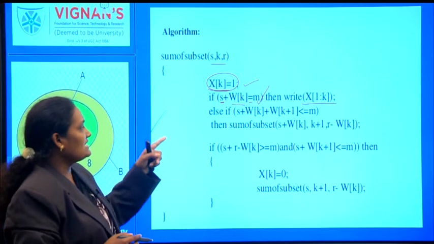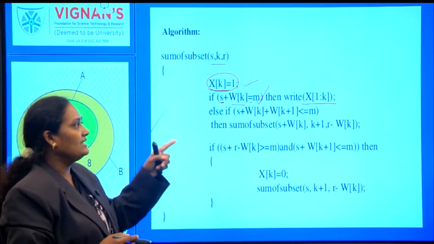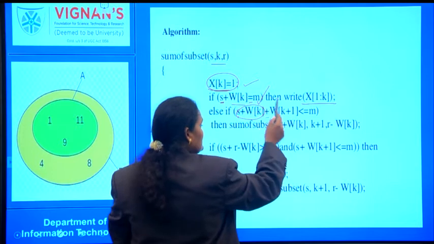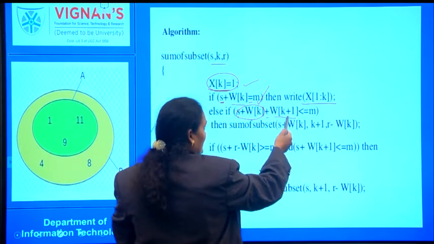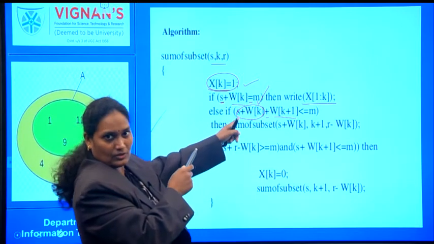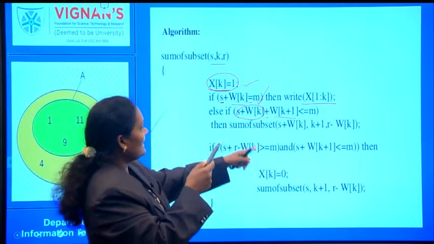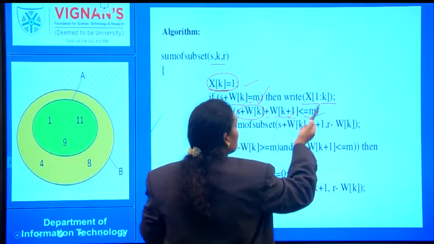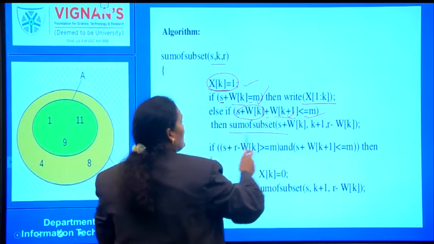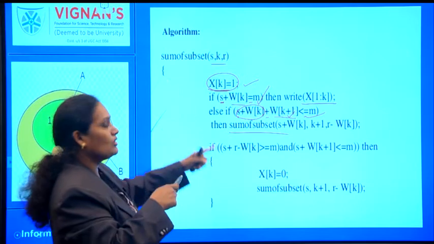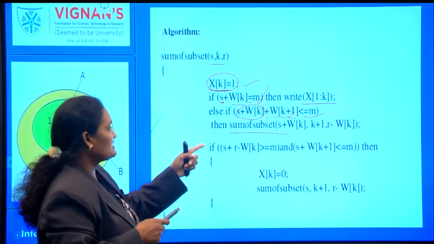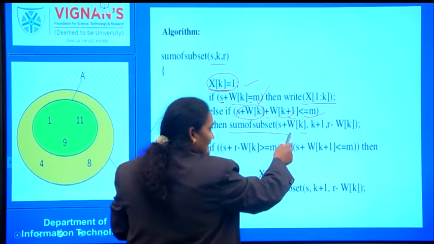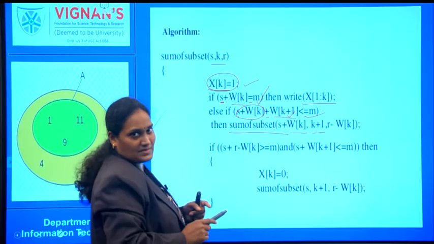Else, if s plus w of k plus w of k plus 1 is less than or equal to m. So s plus w of k is not equal to m, it is less than m, and we are adding the weight of the next element. Even after adding the next element, if the sum is less than or equal to m, we call the sum of subsets algorithm recursively for s plus w of k, k plus 1, r minus w of k. That is, x of k is added, and we call the algorithm for k plus 1.